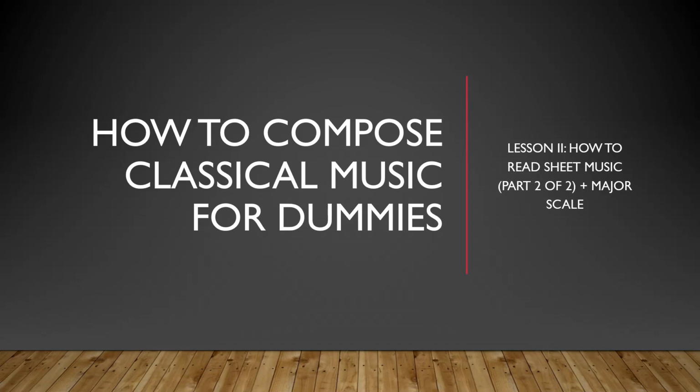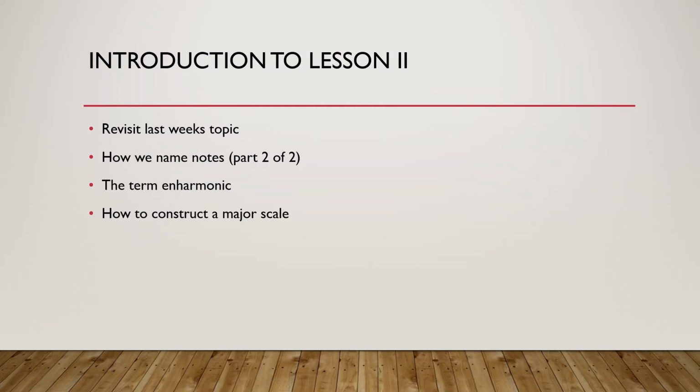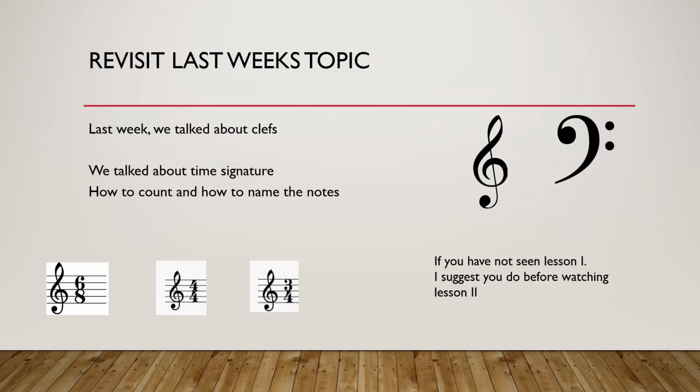In this lesson we will first revisit last week's topic, then we'll go over how to name notes, that's part 2. I will introduce you to the term enharmonic and we will learn a method on how to construct a major scale. So first, last week, in lesson 1 we talked about the clefs, about G clef and F clef. We also talked about the time signatures 3/4, 4/4 and 6/8, how to count the notes and how to name the notes. If you have not seen lesson 1, I suggest you do before watching this second lesson.